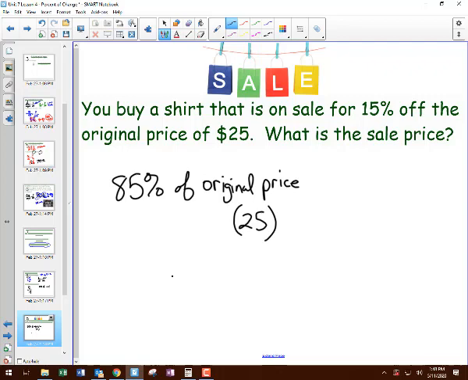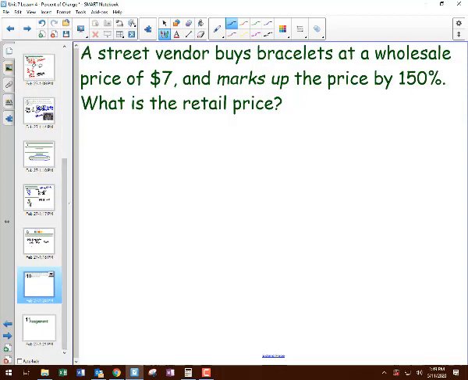Okay? And so if we just go 0.85 times 25, that's going to give me 85% of 25. Okay? And so if we do that, we should end up with $21.25. Okay? Other ways to do that, one's probably the straightforward. The other way you could have done this is find 15% of 25 and subtracted that away from the original amount. Okay? Either way works.